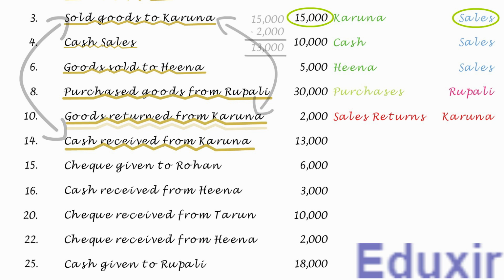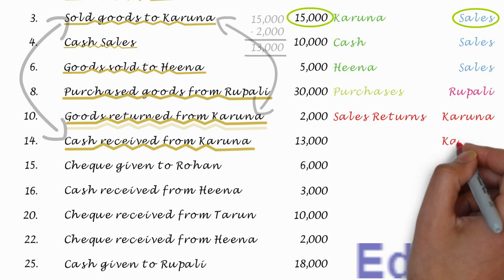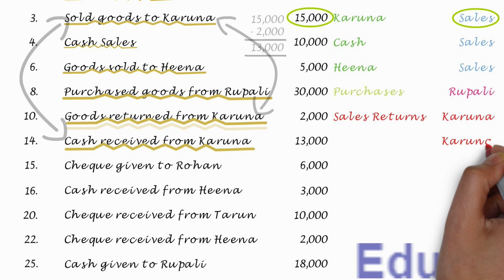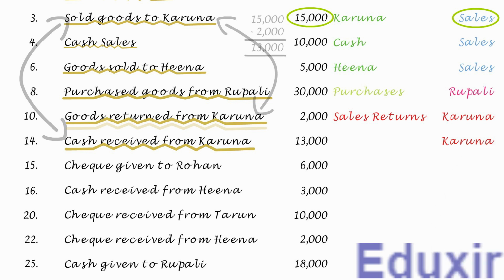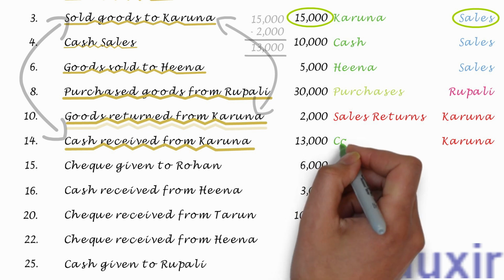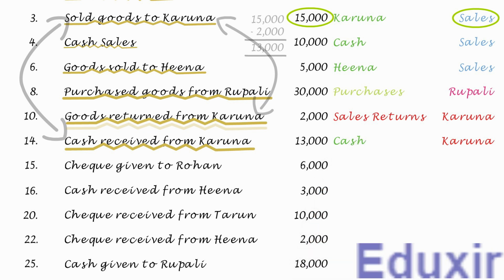The rule to record any decrease in the asset is to credit the corresponding assets account. In this case, the debtor Karuna account should be credited. At the same time, as the debtor Karuna is paying in cash, the cash asset of the business is increasing. The rule to record an increase in the asset is to debit the corresponding assets account. So in this case, the cash account should be debited. With this analysis at our disposal, let us proceed with the journalizing of this transaction.